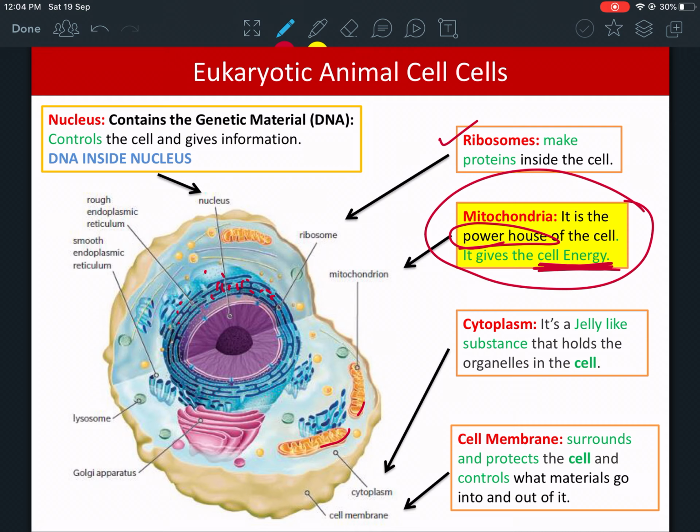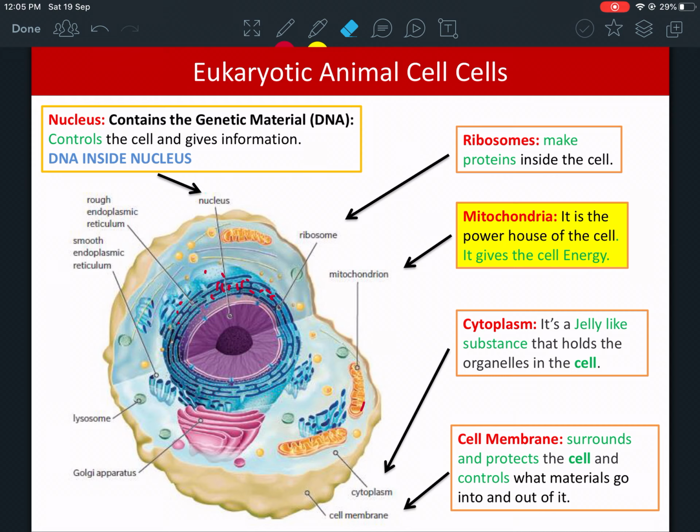The cell membrane protects it, and also controls what goes in and what comes out. The cytoplasm is this jelly part that everything is inside. It's a jelly-like substance where all the organelles are inside. It's called the cytoplasm. So we already know all of these, and we said that the genetic material is inside something called a nucleus. Okay, the genetic material is inside the nucleus. So the DNA is inside the nucleus. That's important.